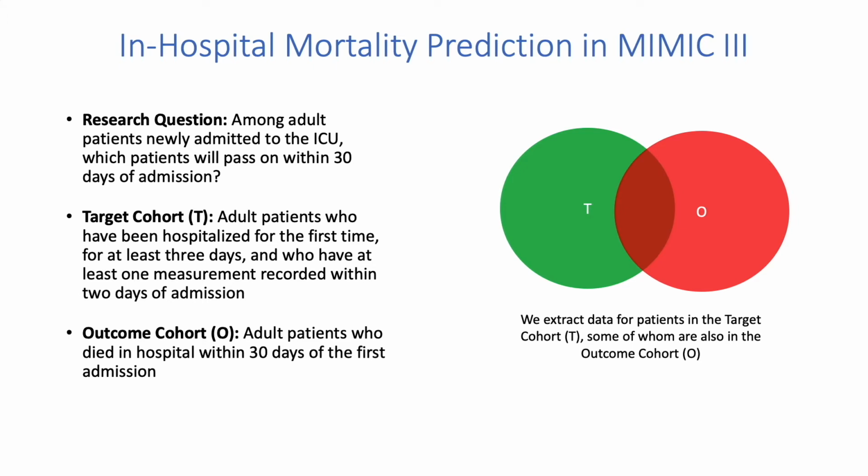Here, our question is, among adult patients admitted to the ICU for the first time, which patients will pass on within 30 days of this admission? Our target cohort are adult patients who have been hospitalized for the first time for at least 3 days and who have at least one measurement recorded within 2 days of their admission. Our outcome cohort are adult patients who died within 30 days of their first admission. Of note is that we extract the data for the patients in the target cohort, and some of these particular patients are also members of the outcome cohort.